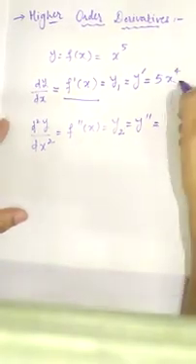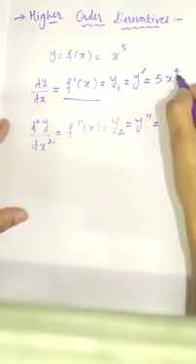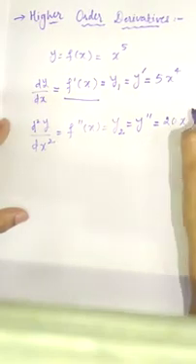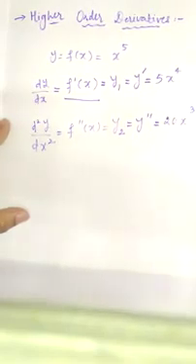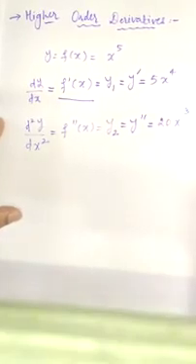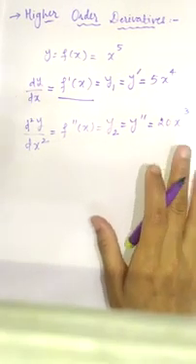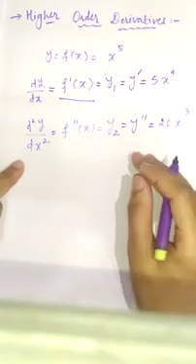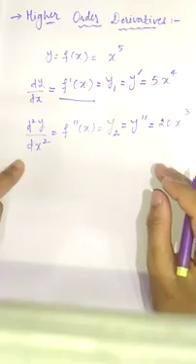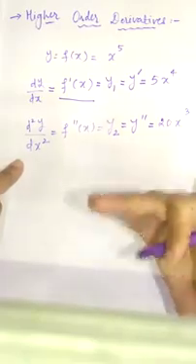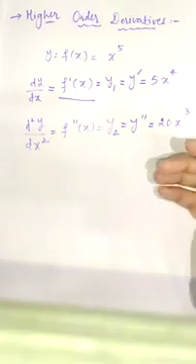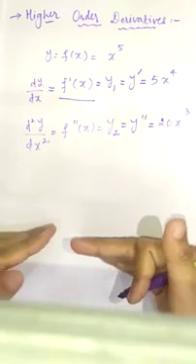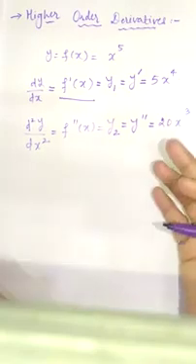For this given example, 5 times x raised to 4, its second order derivative will be 5 fours are 20, then x raised to 3, right? Here we are applying the derivative of x raised to n. So dy by dx is the first order derivative, and d2y by dx squared is the second order derivative. Next, if we go on differentiating the given function like this, we have the third order derivative, then the fourth order derivative, fifth order derivative and so on.